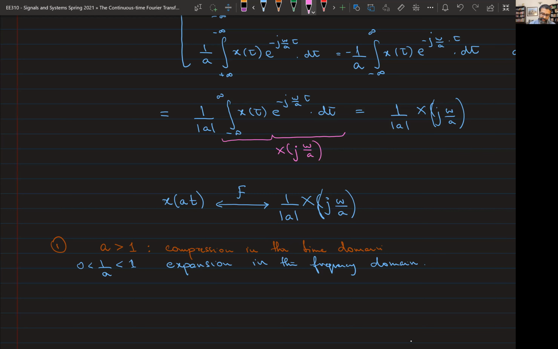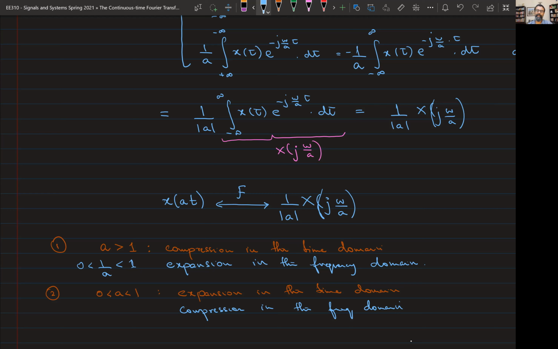And there's a vice versa. The second case, of course, is when zero is less than A is less than one, so this is expansion in the time domain. I would urge you to go back to LMS, where all the samples are. This would correspond to compression in the frequency domain. And indeed, when you play a sound very slowly, slower than its regular rate, the sound becomes much duller, which means the pitch decreases, and that's because there's a compression going on in the frequency domain.